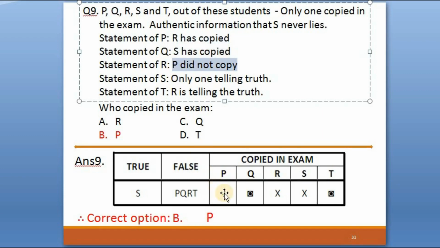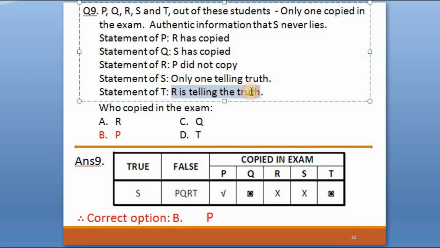Right tick. Against statement of S we have taken into account. Now statement of T: R is telling the truth. So since T is telling the lie, so again R is not telling the truth.